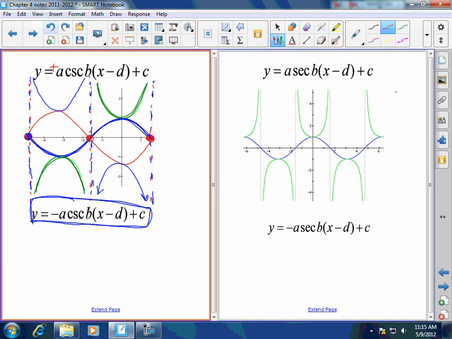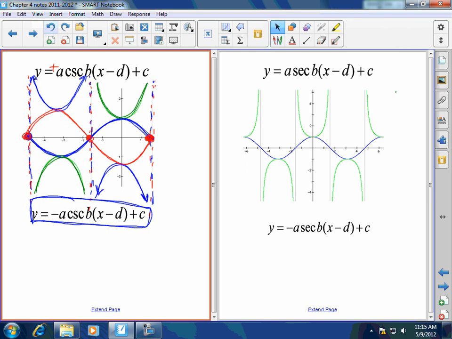If it's a positive cosecant, then you graph the positive sine graph. Asymptotes are at the zeros, and you make a parabola between the asymptotes at every peak and trough.